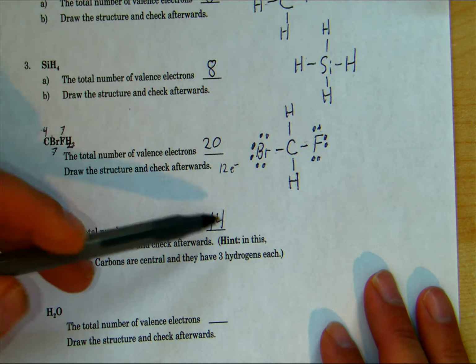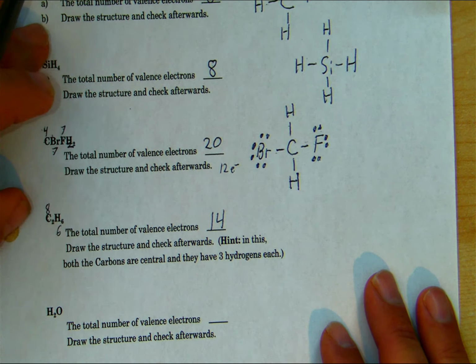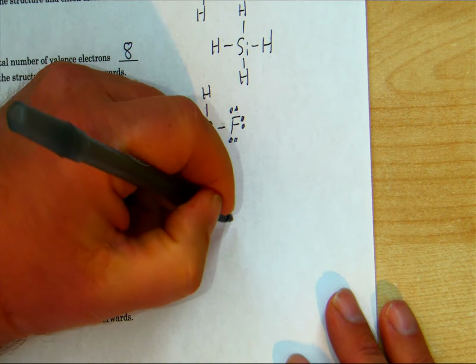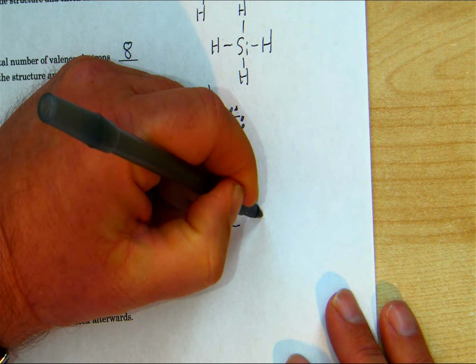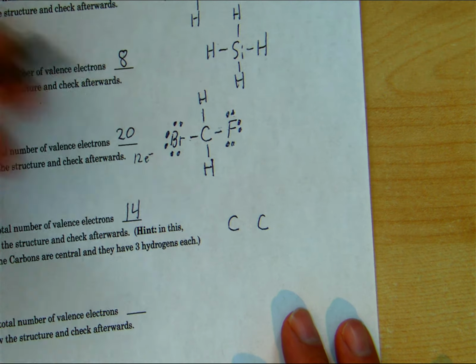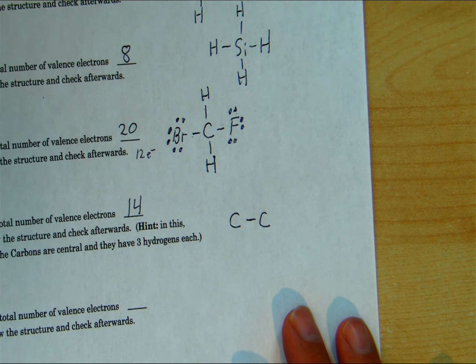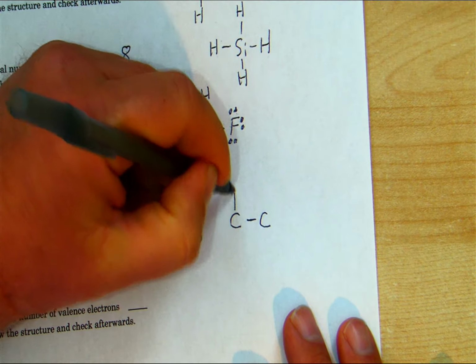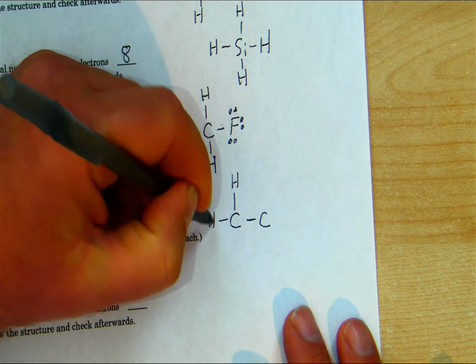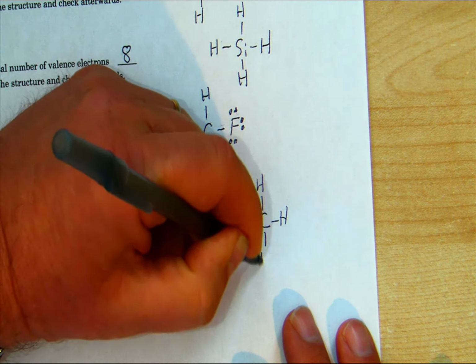Draw the structure and check. Hint, in this, both the carbons are central and they have 3 hydrogens each. Well, that tells us what's going on. Carbon is going to bond to carbon, and there's going to be at least a single bond. Maybe it's going to be double. Maybe it's going to be triple. But based on this hint, each carbon is going to take 3 of the 6 hydrogens. So 1, 2, 3, 1, 2, 3.